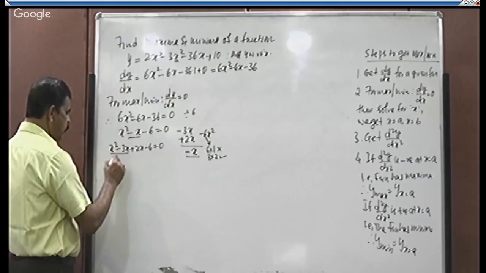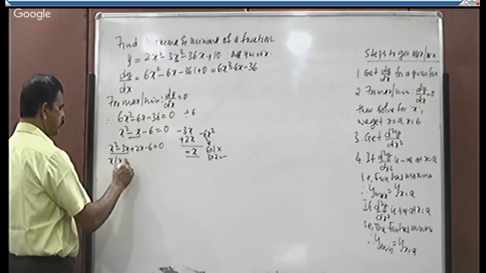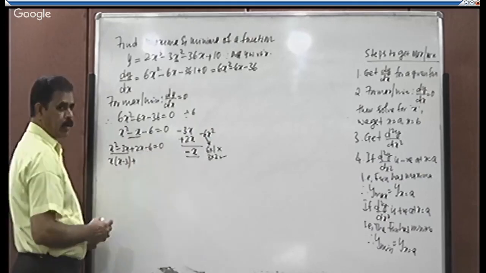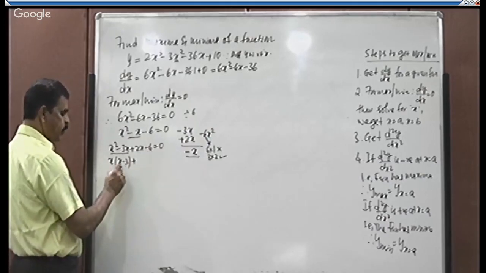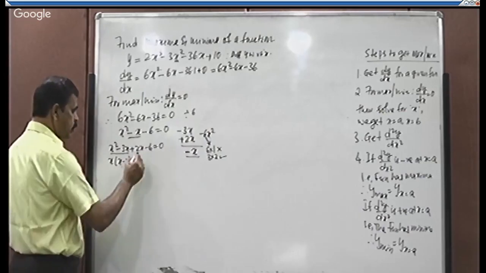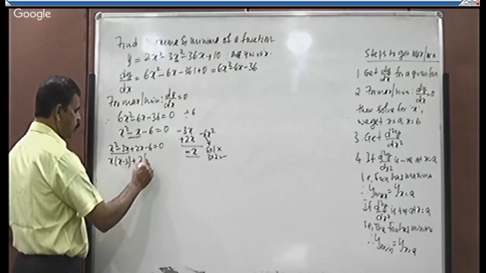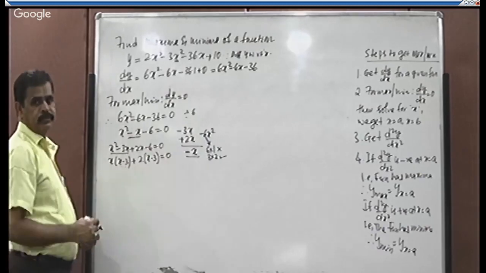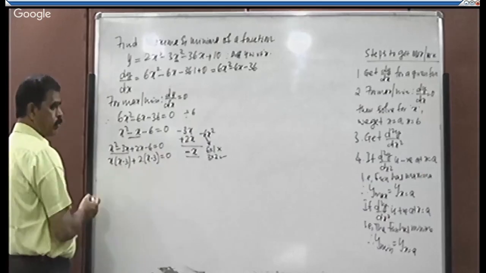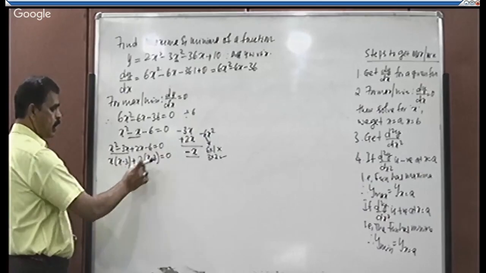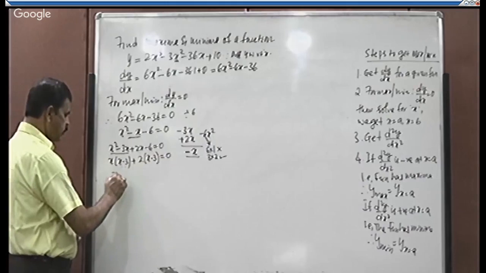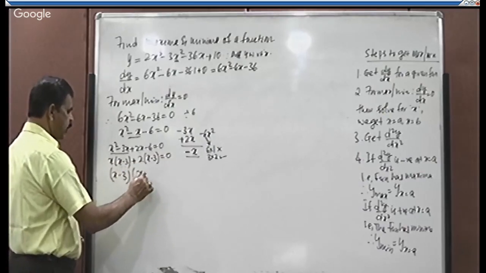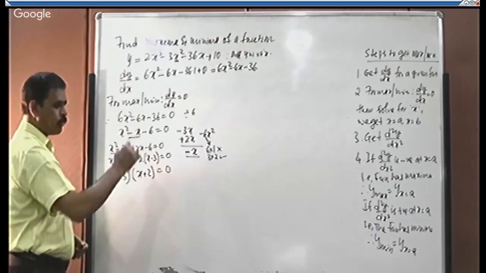In these two terms, what is common? X minus 3. Here, if I take something common, definitely you should get the same factor, x minus 3. Then what should I take? 2. If I take 2, it becomes x minus 3 is equal to 0. In these two terms, again x minus 3 is common. Take x minus 3 common. What is remaining? X plus 2. X plus 2 is equal to 0.